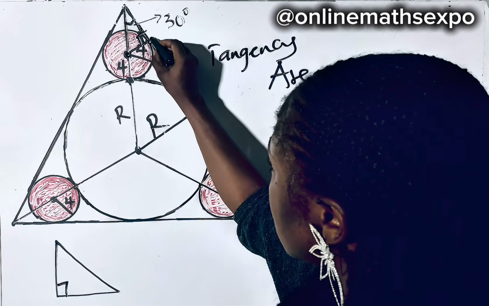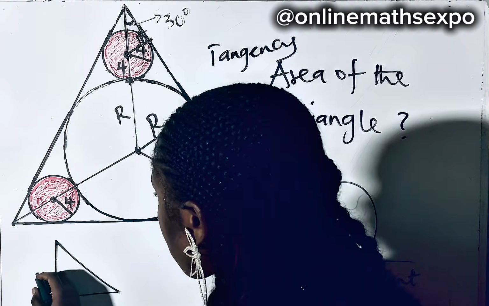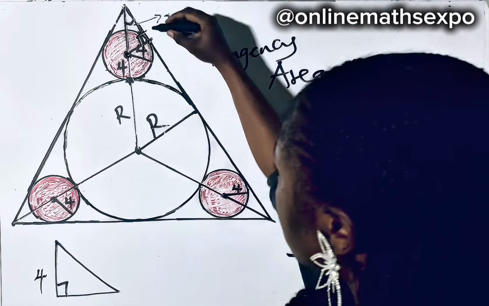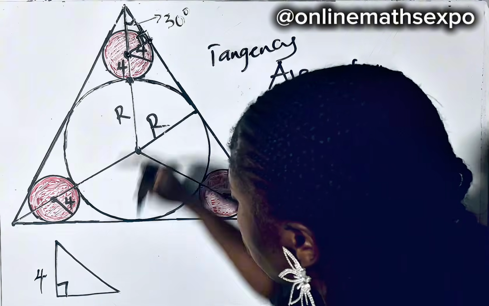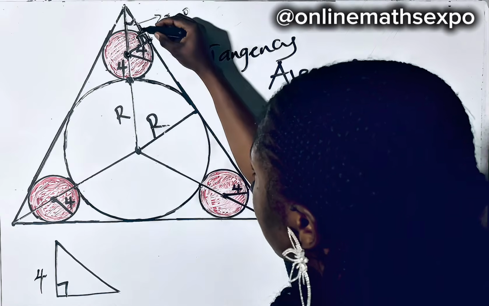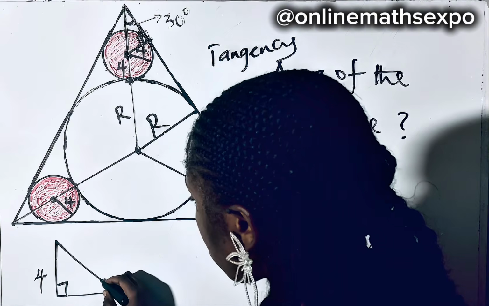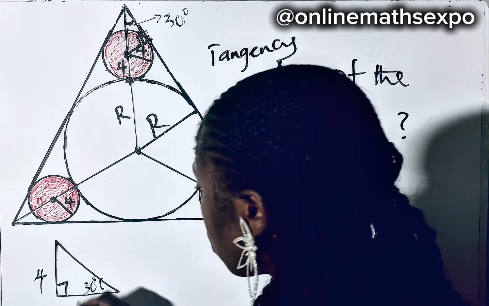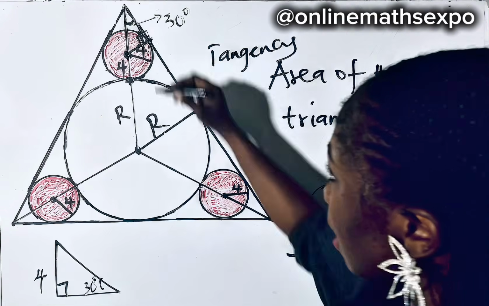This length is measured at 4 units, so we have 4. The base is not known. We don't know this length. And this angle here is measured 30 degrees. So what do we do? We are targeting this length.